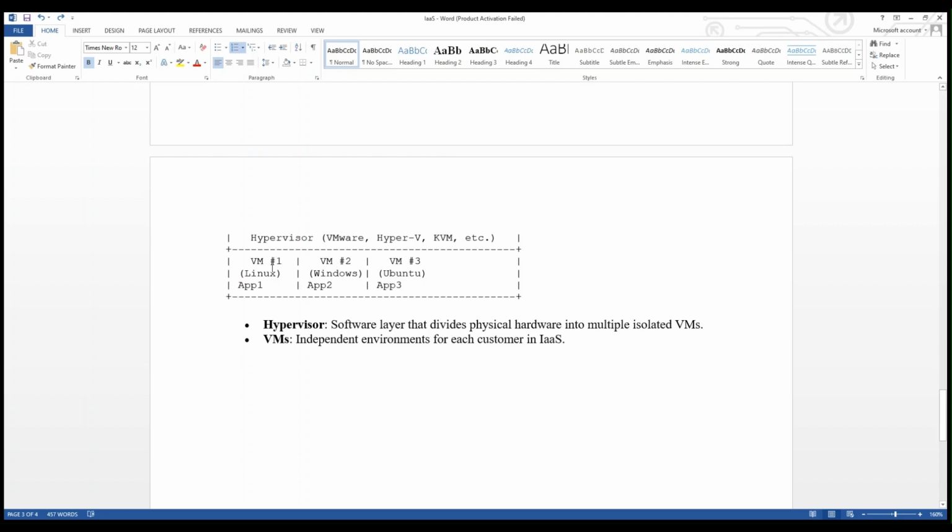So there are three VMs on the same physical machine, and A person is using VM1, B person is using VM2, and C person is using VM3. And each person thinks that they have their own space, their own operating system, their own application, but in actual it is not the scenario. It is the same physical machine, but it has different VMs. That is why it is called the concept of virtual machine.